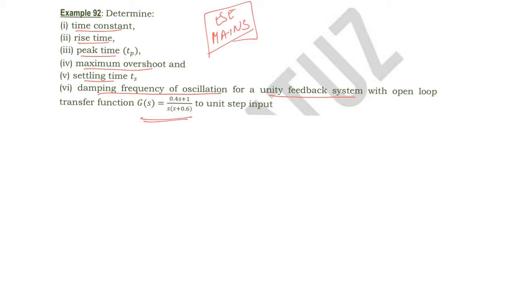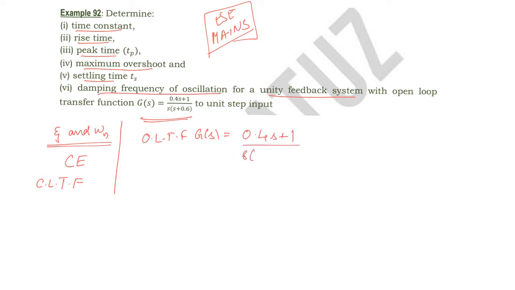So the first thing that we have to do is find zeta and omega n. Only then can we find out the time domain specifications. So how will we get zeta and omega n? From the characteristic equation. And the characteristic equation we will get from the closed loop transfer function. Here only the open loop transfer function is given, G of s equal to 0.4s plus 1 by s into s plus 0.6.